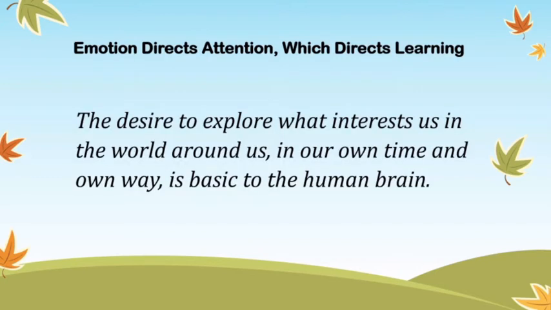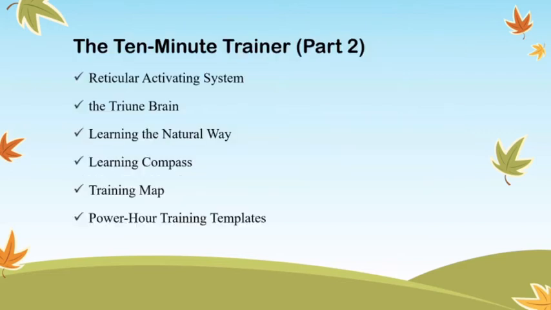Emotion directs attention, which directs learning. The desire to explore what interests us in the world around us, in our own time and our own way, is basic to the human brain. When we, as trainers, understand the brain research about learning, and we know what drives learning, emotion, then we can create learning experiences that are compatible with how the brain learns, rather than using methods that only tire and frustrate it. In part 2, we will tackle the reticular activating system, the triune brain, learning the natural way, learning compass, training map, and the Power R training templates.